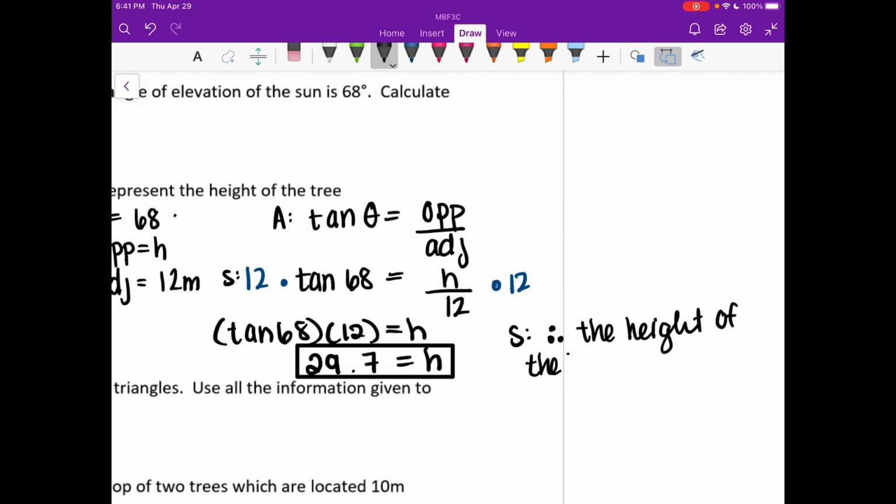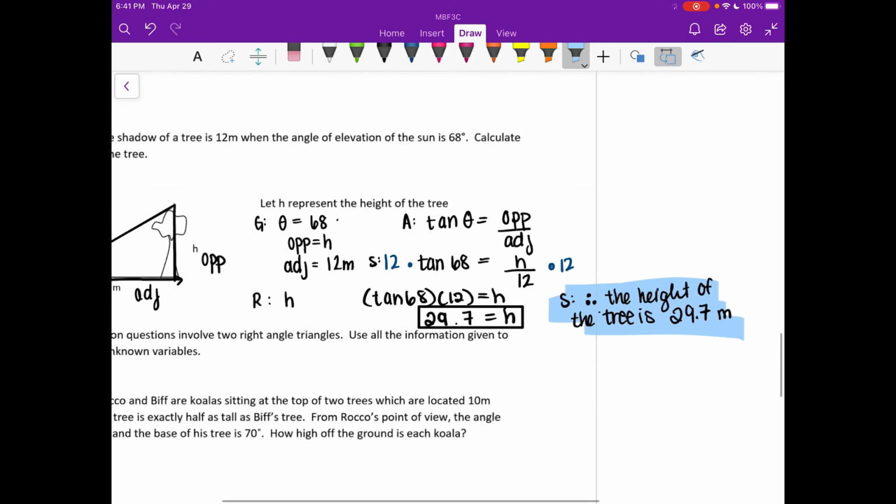I cannot write today. Tree is 29.7 meters. Centimeters wouldn't even make sense, but we know that the ground is in meters, so we assume that the height of the tree is also meters. Okay?